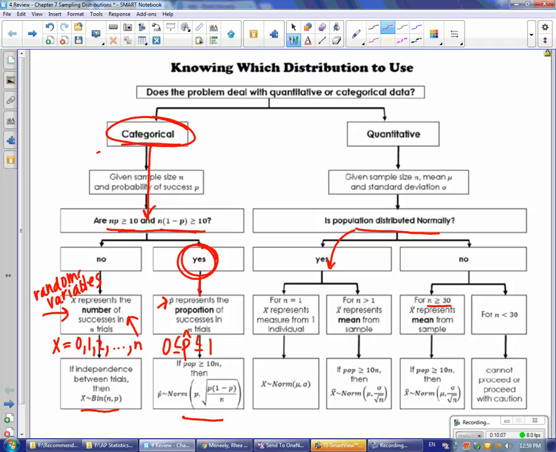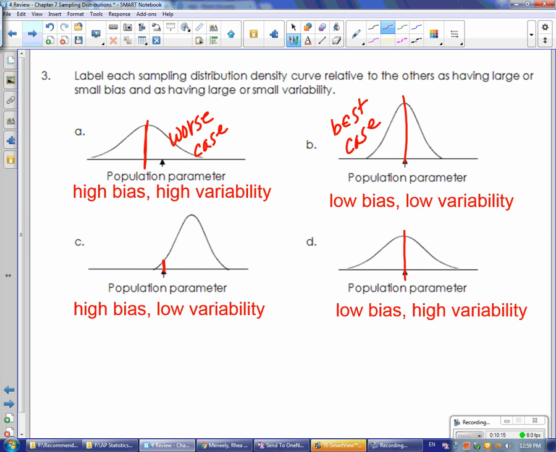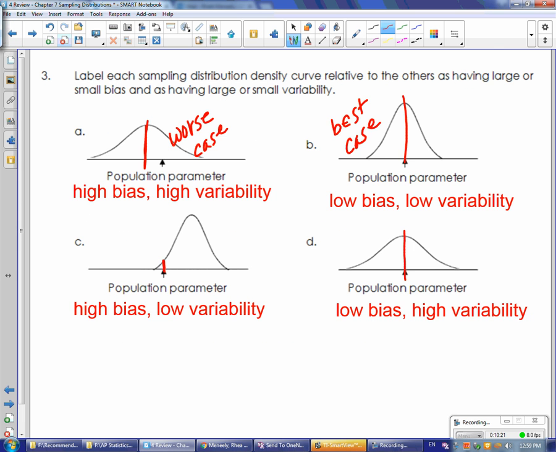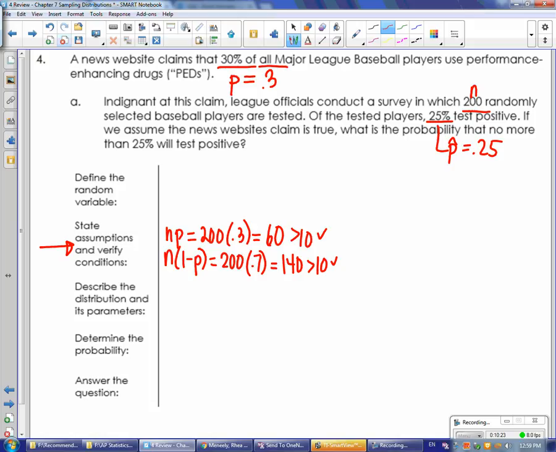And so that means that my random variable is going to be p hat, and it represents the proportion of successes in n trials. So I'm going to go ahead and write: p hat represents the proportion of successes. I'm going to say the proportion of players who test positive for drugs.